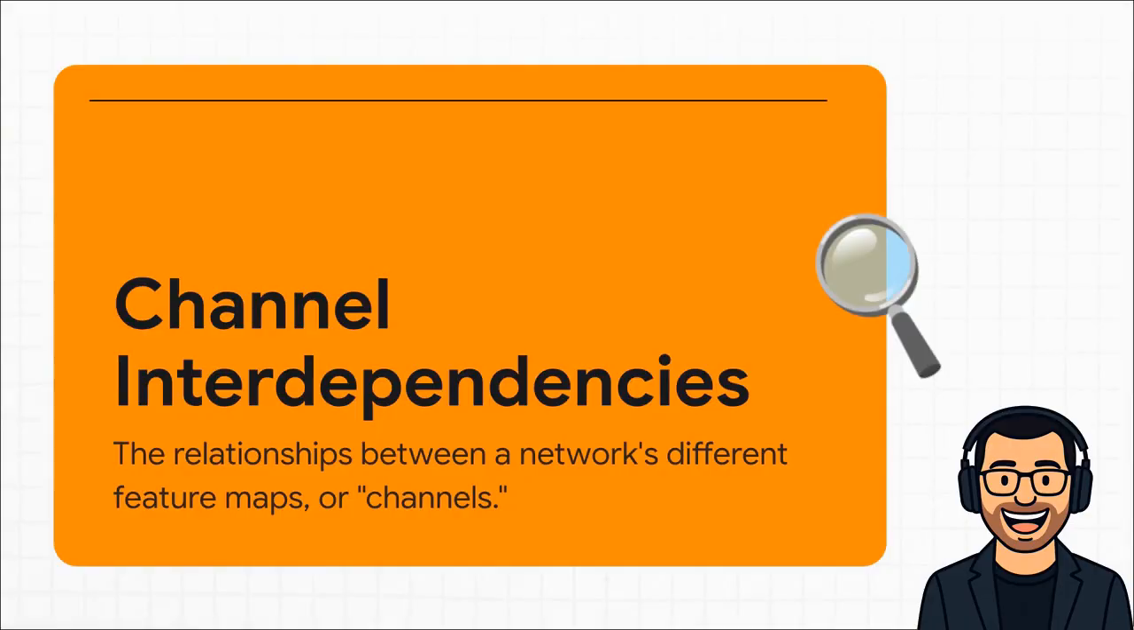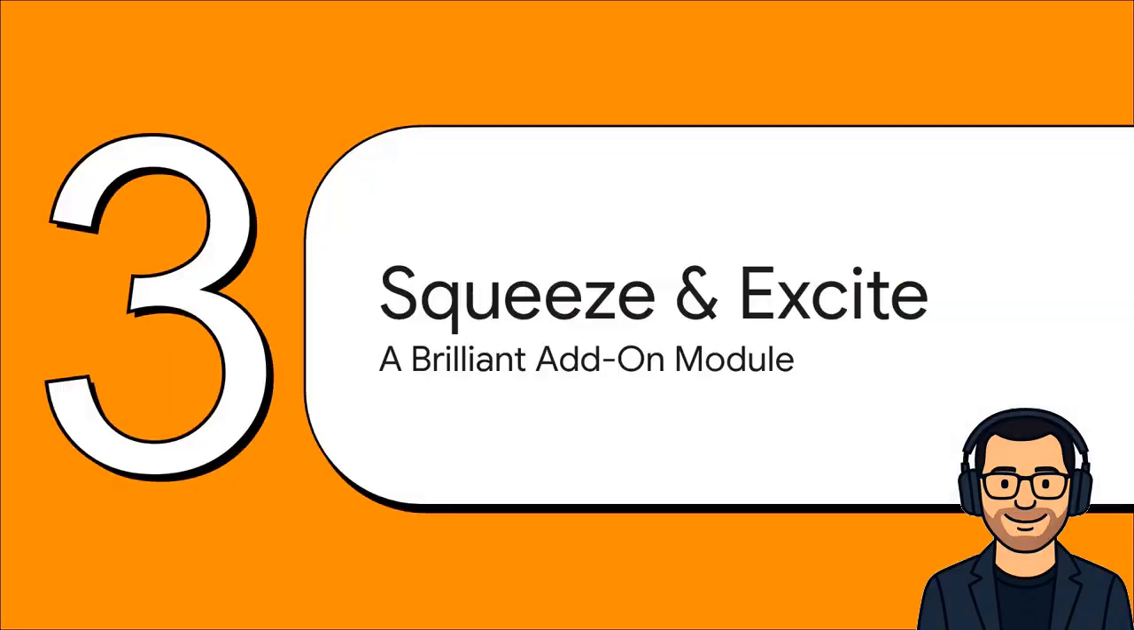Now, you can think of each channel as its own little feature detector. One might be looking for vertical lines, another for the color blue, and maybe another one for a furry texture. The big idea was, what if you could teach the network not just what to see, but which of these detectors were the most important for figuring out the image? And what they came up with was this super elegant and surprisingly simple little building block that they called the Squeeze-and-Excitation block, or just the SE block for short.